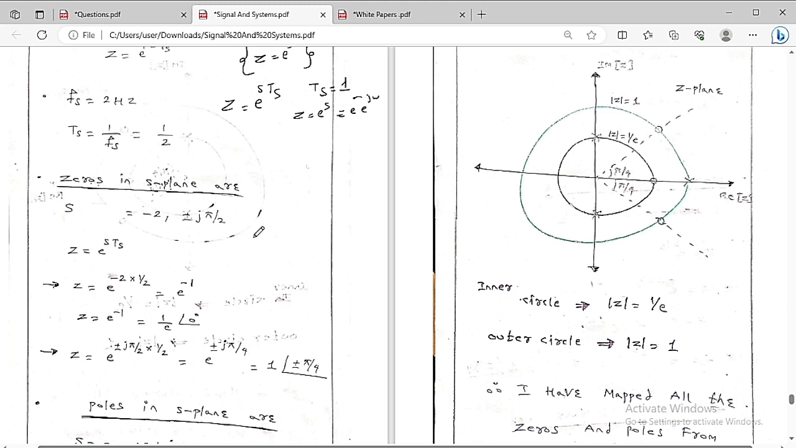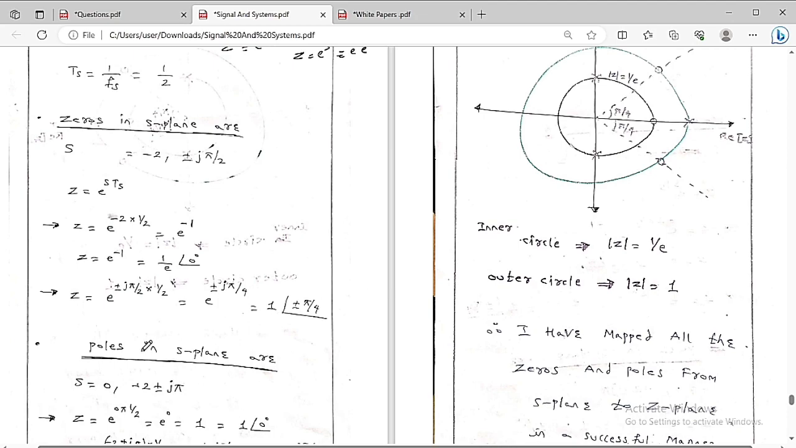So now let me draw the picture here. This is 1 by e at an angle of 0 degrees. So 1 by e is nothing but this one. This is a pointer 1 by e at an angle of 0 degrees. And now the next is 1 at an angle of plus or minus pi by 4. So this is 1 at an angle of plus pi by 4 and this is 1 at an angle of minus pi by 4. Radius and angle. So this is a zero, this is also a zero and this is also a zero.